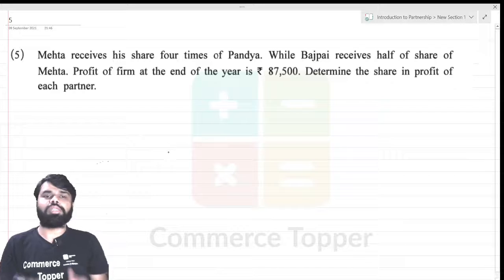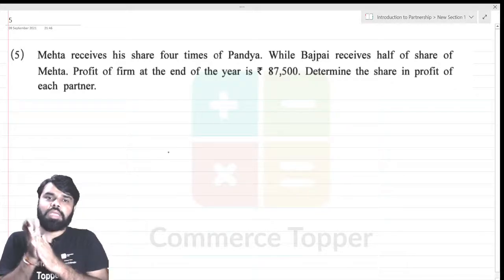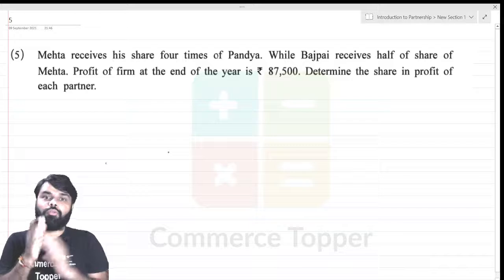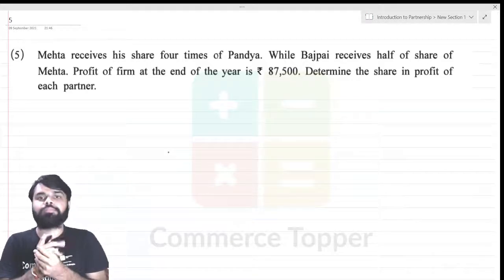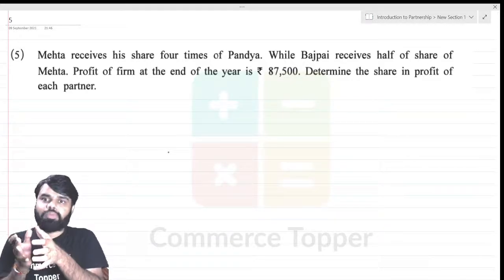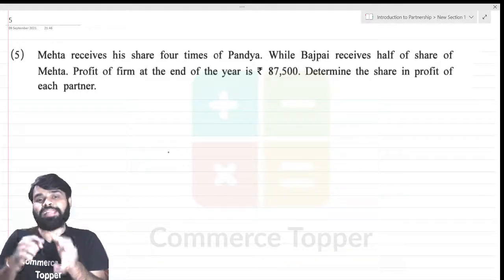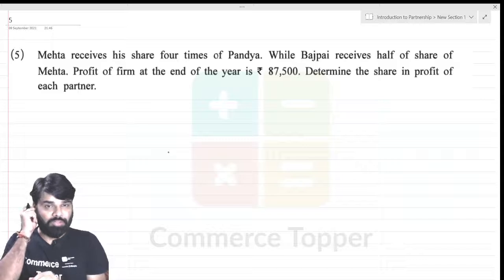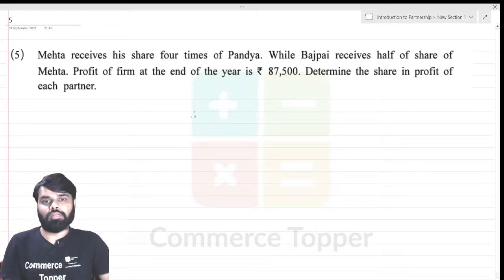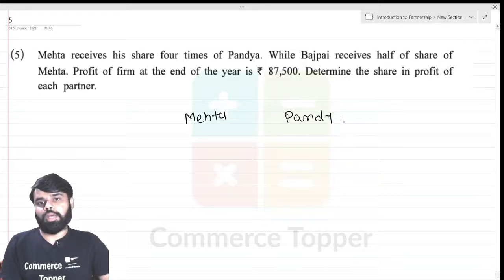The next question is, Mehta receives his share 4 times of Pandya, okay, while Bajpai receives half share of Mehta. Okay, profit of the firm at the end of the year is 87,500. Barabar hai. So there are 3 persons. One is Mehta, one is Pandya, and one is Bajpai.